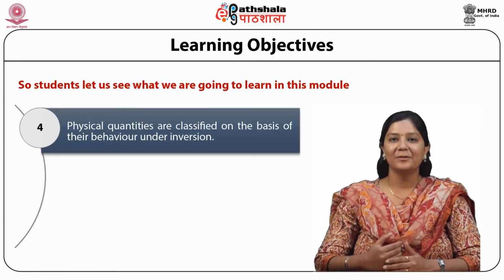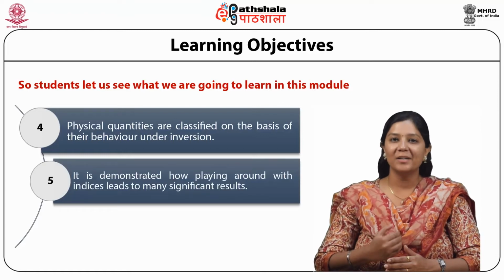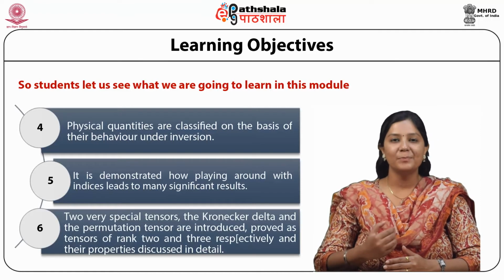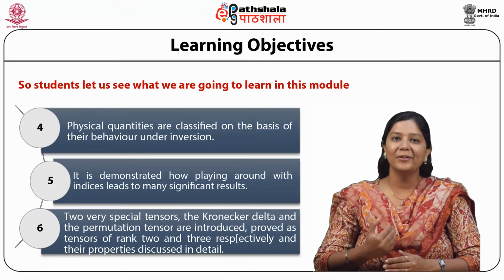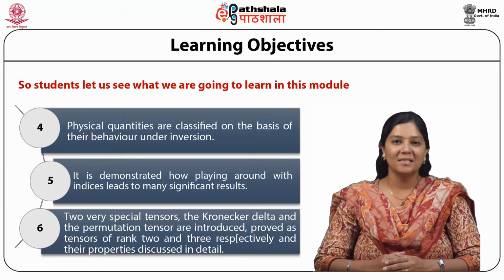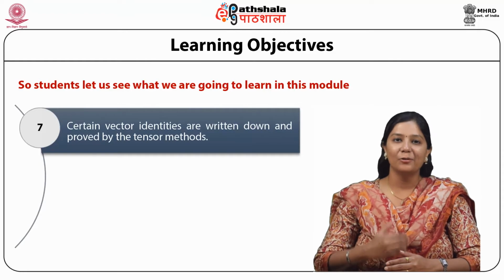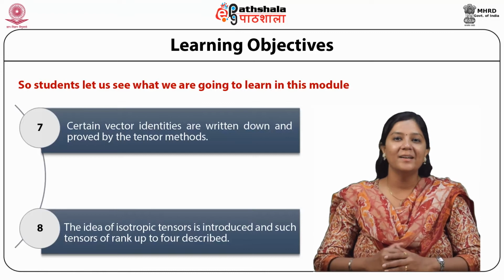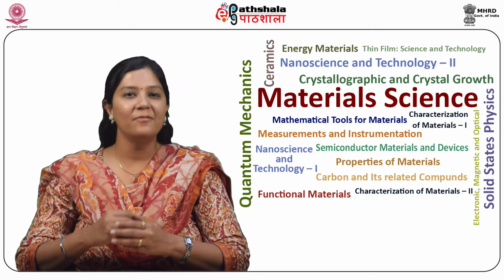In this tensor notation, the indices play a very important role, and it is demonstrated how playing around with the indices may lead to significant results. Two very special tensors, the Kronecker delta and the permutation tensor, are introduced and their properties are discussed in detail. Next, certain vector identities are written down and it is demonstrated how the tensor methods greatly simplify the derivation of such identities. Now let us see rotation and vectors.